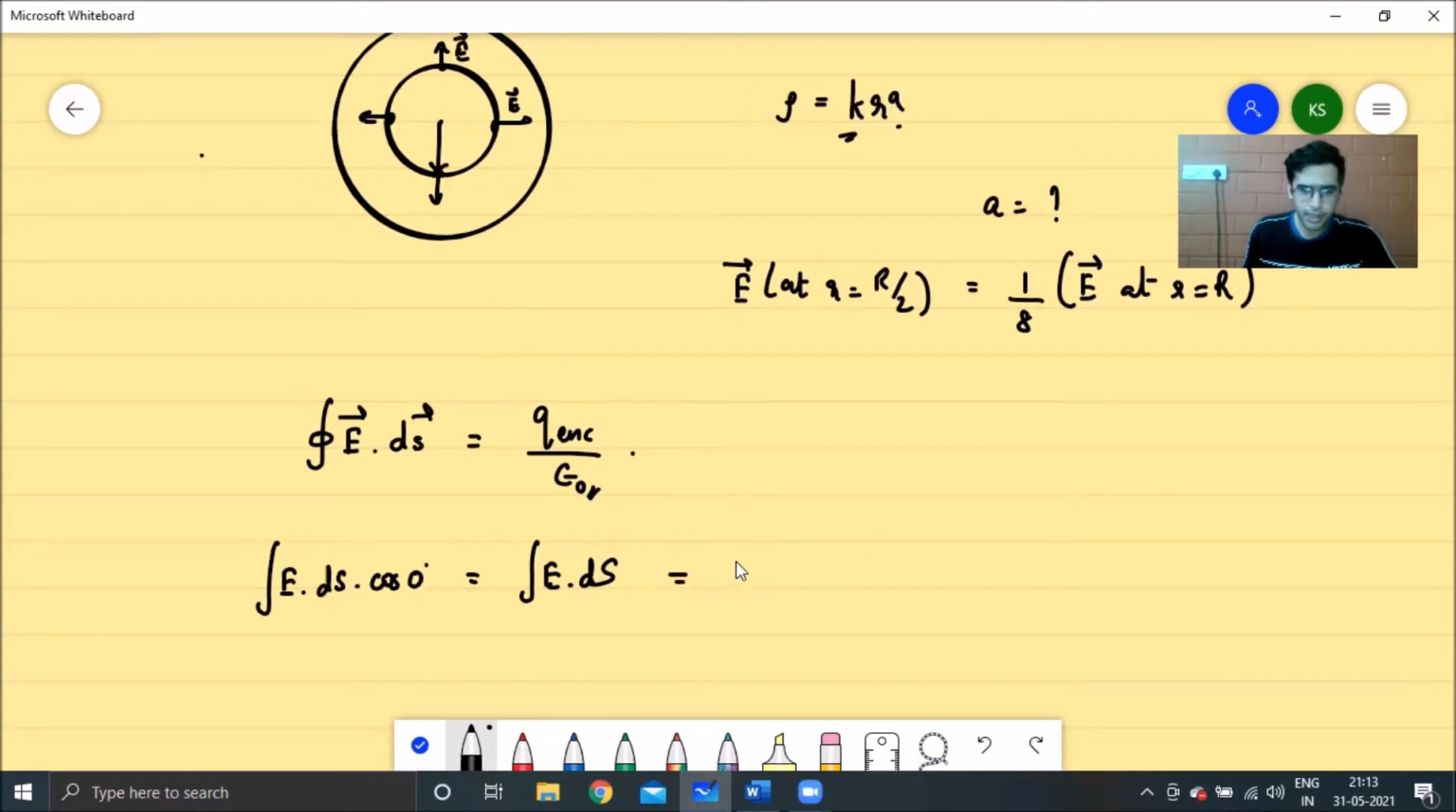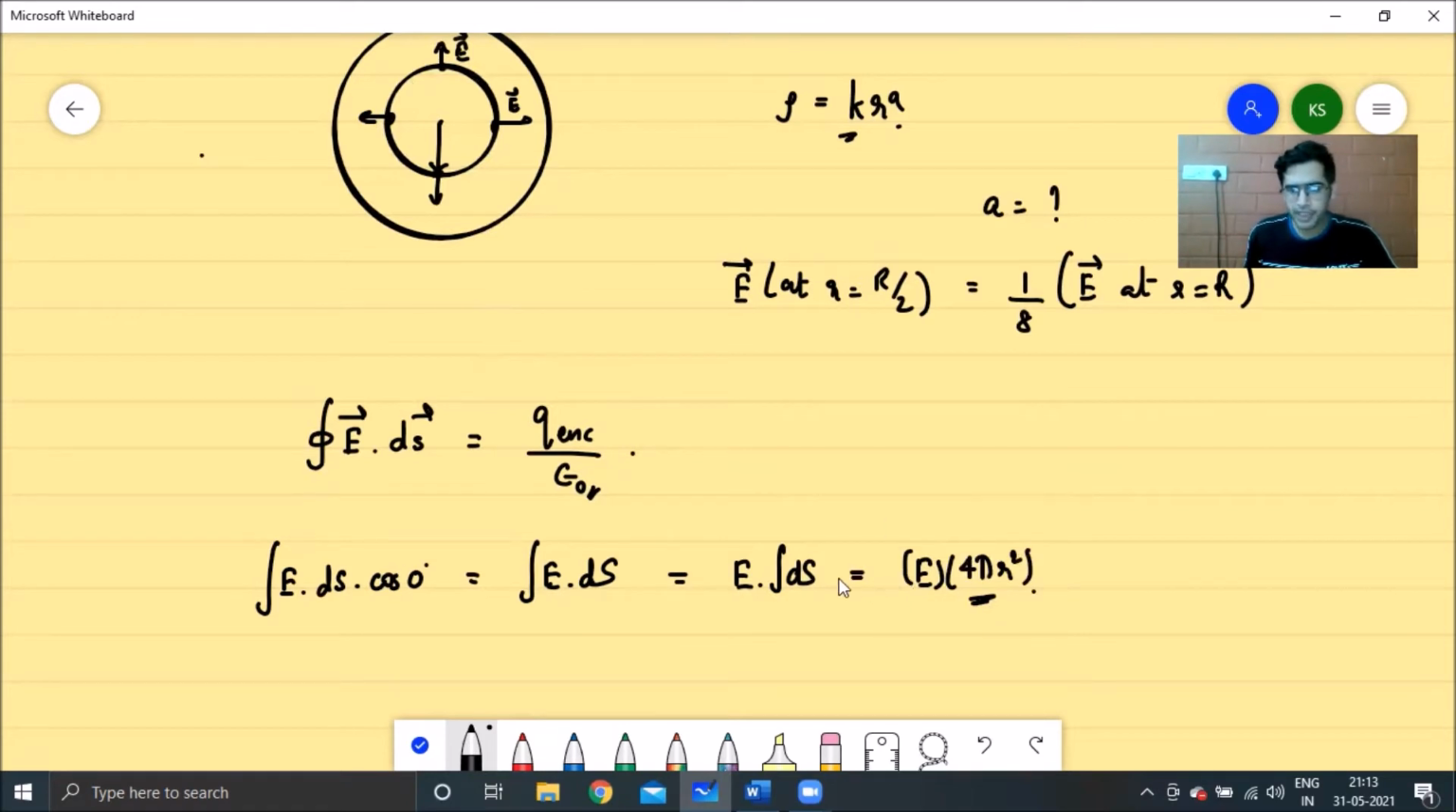So your integral E dot ds will simplify into E times integral ds, as E is common for all the ds which you're taking. And what will this integral ds become equal to? That's the sum of all the areas on the surface of the sphere. So that will become equal to the surface area of the sphere. So that will become equal to E into 4 pi r squared, right?